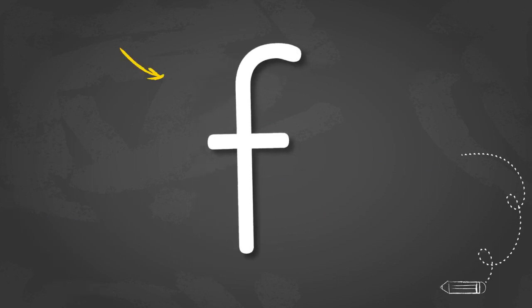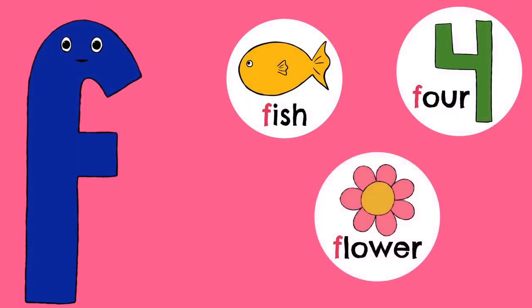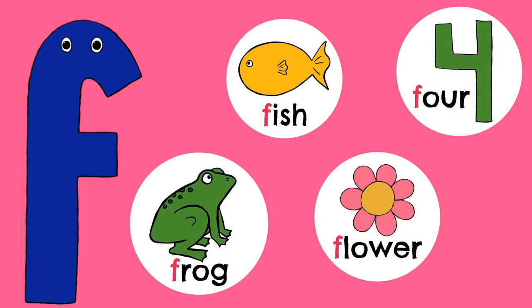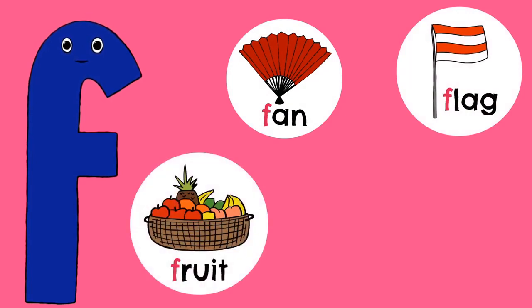This is the capital F and this is the small f and its sound is f. Letter F says f, like fish or four or flower or frog. Letter F says f, like fan or flag or fruit or fog.